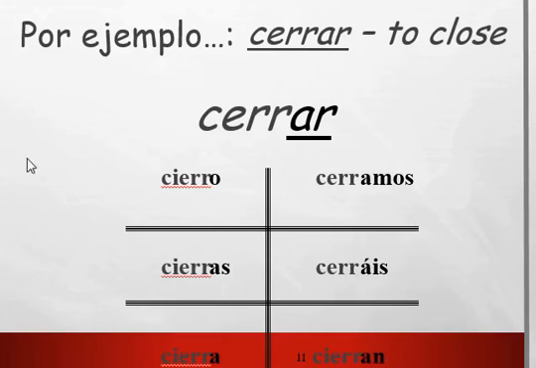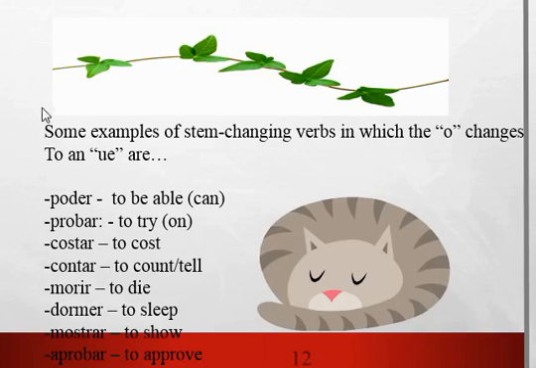So what I mean by the boot shape is that all the people going down the left side of the column change, and the person at the bottom right changes. If you look at that shape, that's the shape of a boot. The two forms that do not change, do not put an E or an I in the beginning, are the nosotros form, cerramos, and the vosotros form, cerráis. That's one type of stem changing verb.